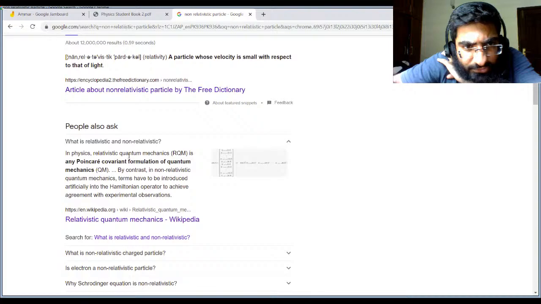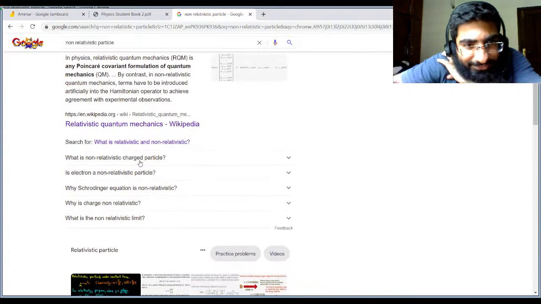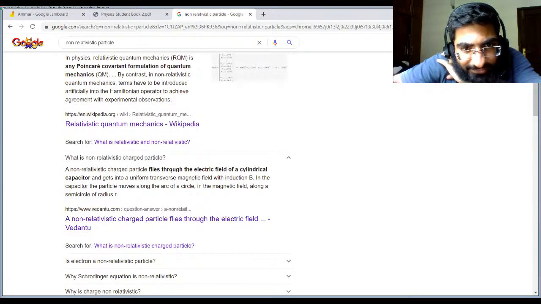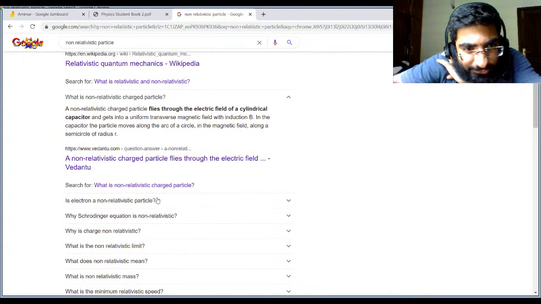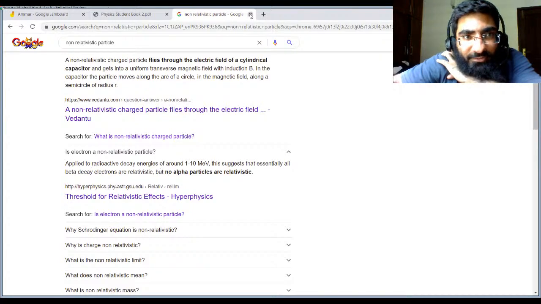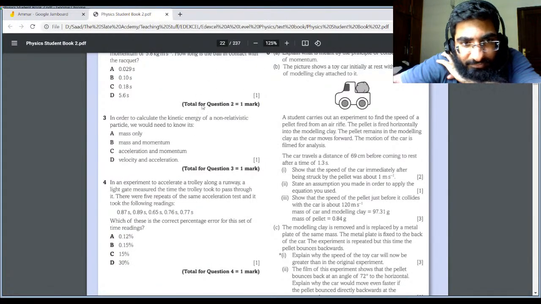In physics, relativistic quantum mechanics is any. Subhanallah. MashaAllah. MashaAllah. MashaAllah. MashaAllah. Applied to radioactive and. Anyways, something not traveling at the speed of light.